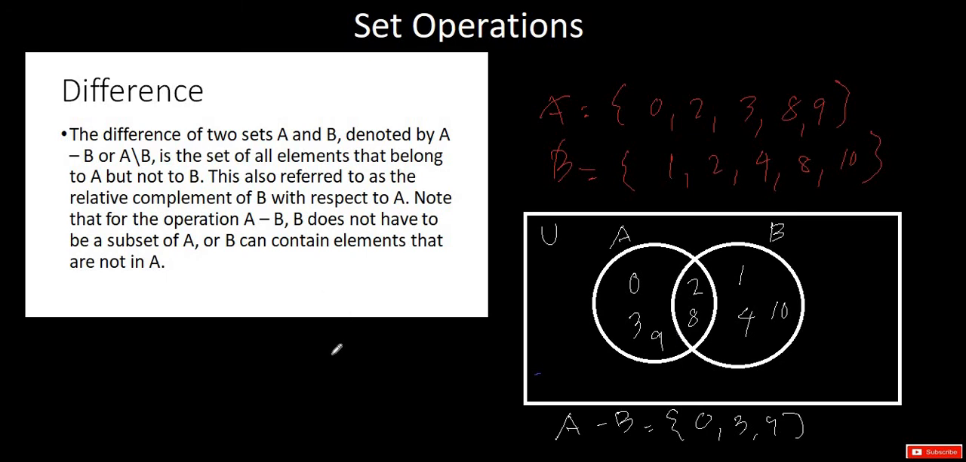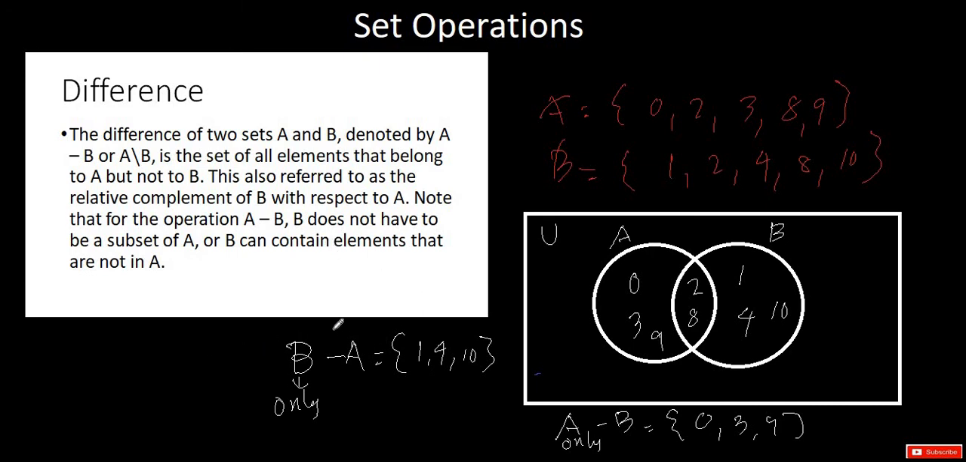What about if the problem goes this way? B minus A. So what are the elements of B minus A? B minus A means B only, while A minus B means A only. So what are the elements of B only? We have here 1, 4, and 10. So elements of B but not A.